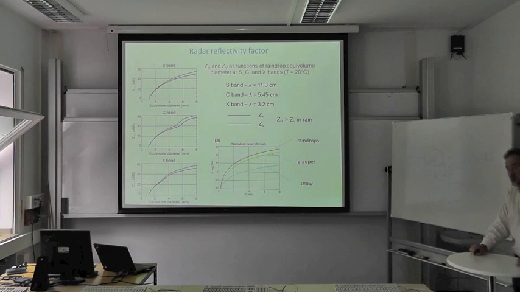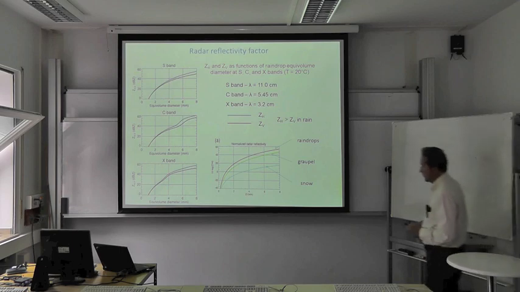Commonly, pure rain produces radar reflectivity up to 55 dBZ, for example, and a radar reflectivity of 35 dBZ is considered to be very high in snow. That means it's very heavy snow, and the difference is about 20 dB, which is about 2 orders of magnitude.